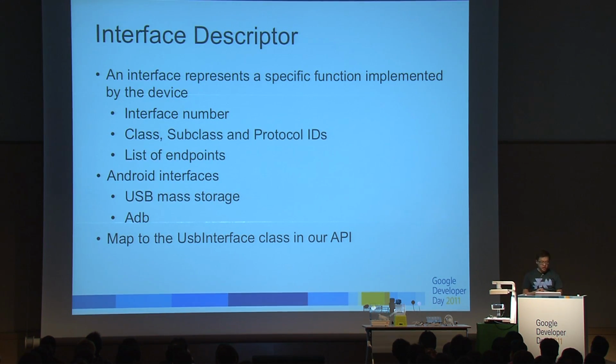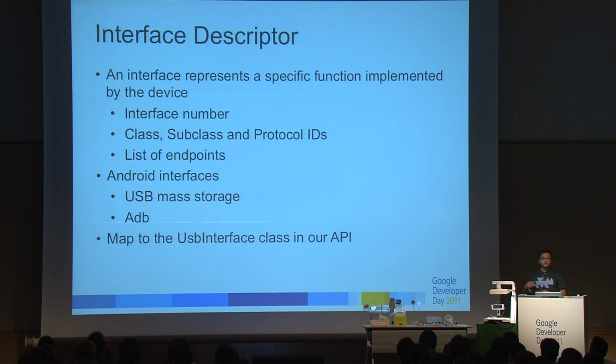So next, the interface descriptor. This represents some specific function implemented by the device. So it has an interface number and also the class and subclass of the interface. So it follows the standard used in the USB protocol. And it also lists the endpoints that this interface needs to connect to.